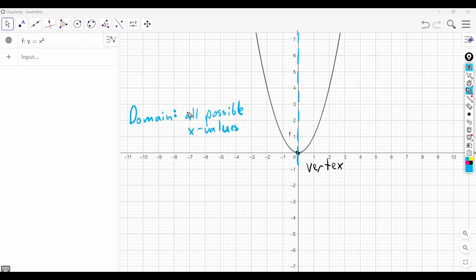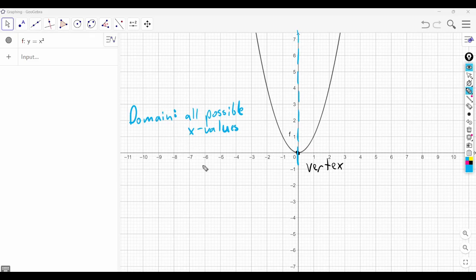that are valid? Now with these quadratic equations, it turns out that all x values are valid. You know, there's no number you could stick in there that would make GeoGebra give me an error or make your calculator spit out an error if you try to calculate it. Any number you put in, you can square it. Doesn't matter how big, doesn't matter how small. So all x values are allowed.